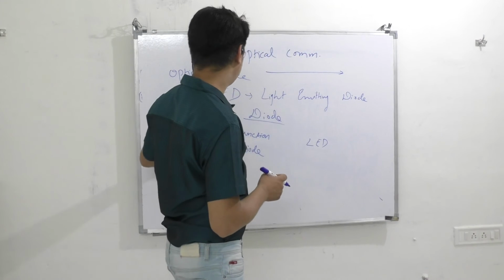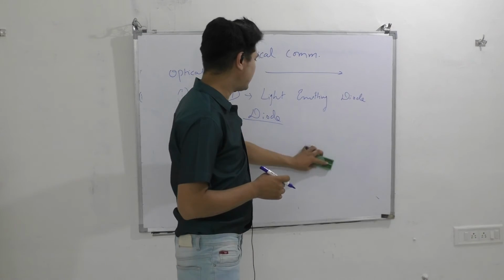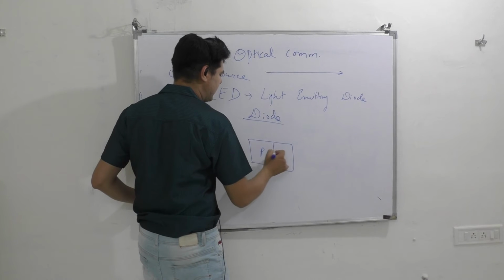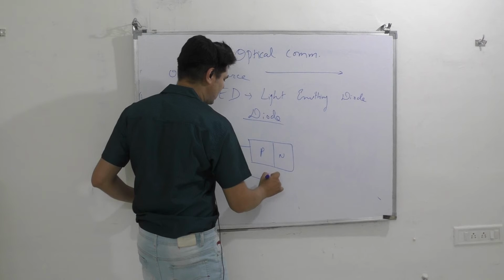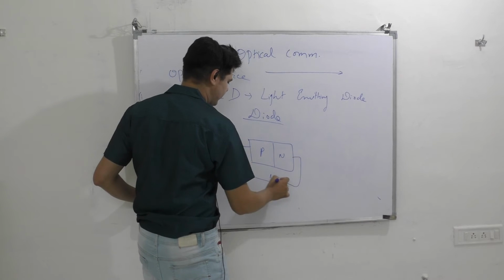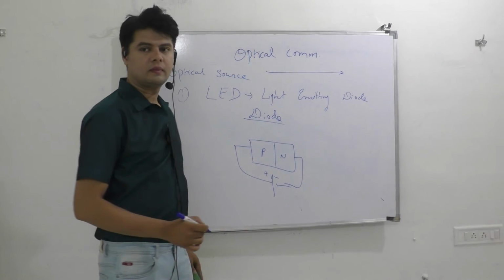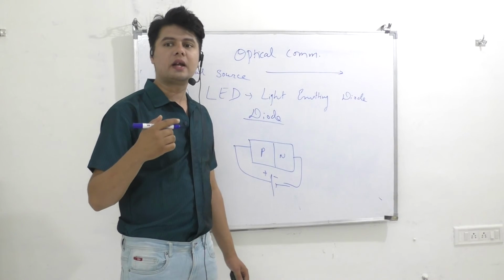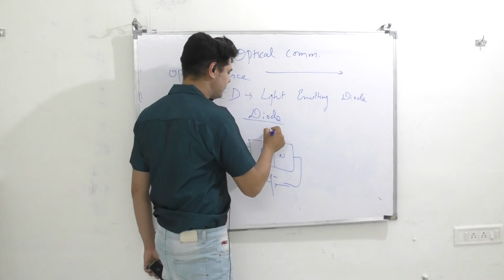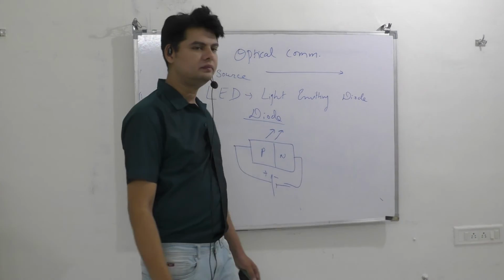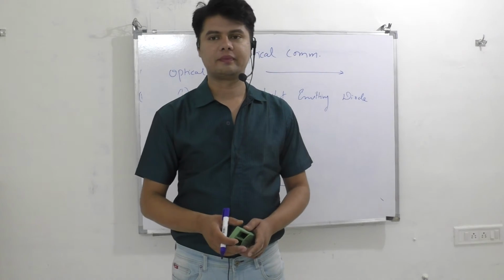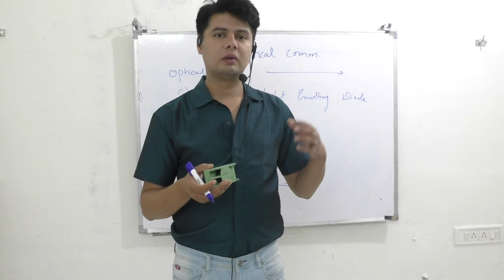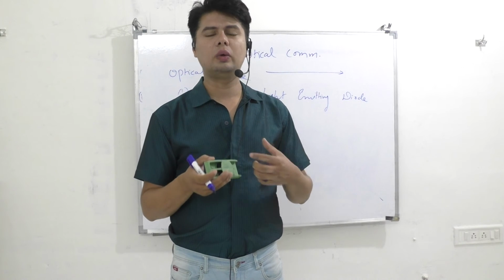So here I am making the diagram of the LED, and these are the P and N junction which works on forward bias. If I am passing the current through the P-N junction diode, it generates light from the junction. So now I am going into the detailed study of this P-N junction diode and how the LED works.